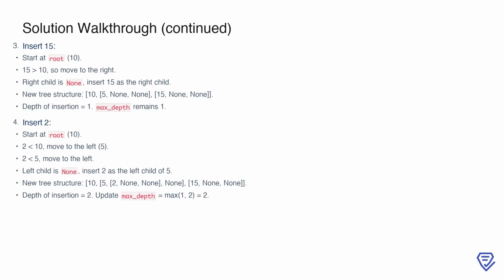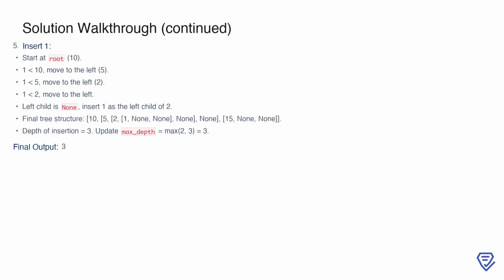Then, we insert the value 2. Starting again at the root, 2 is less than 10, so we go to the left child, which is 5. From there, 2 is less than 5, so we move to the left child of 5. Since this position is null, we insert 2 here, making the tree 10, 5, 2, none, none, none, 15, none, none. The depth of this insertion is 2, so the maximum depth is updated to 2.